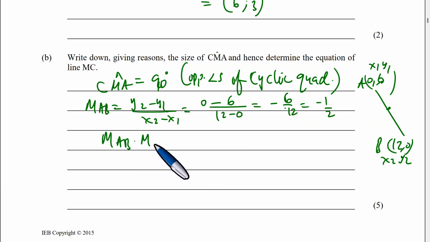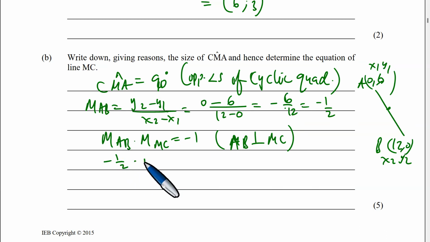The gradient of the line AB times the gradient of the line MC must be minus 1. Why? Because AB is perpendicular to MC. The gradient of AB is minus 1/2, so the gradient of MC is 2, because if two lines are perpendicular, then the product of their gradients is minus 1.